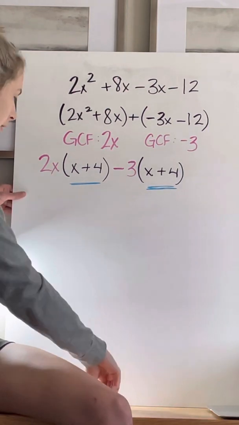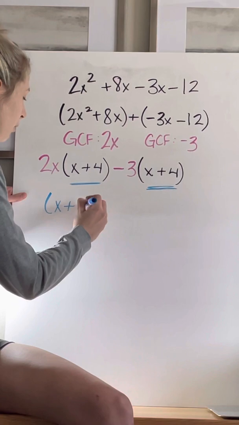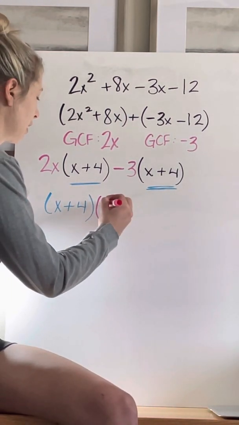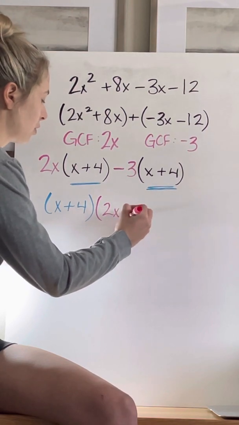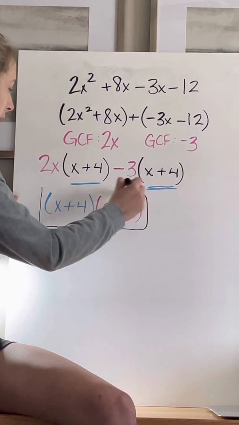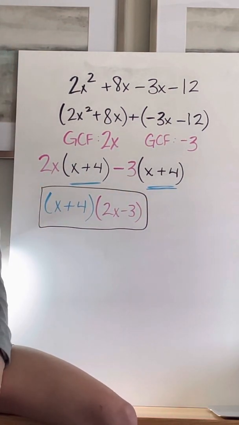So, yeah, let's go ahead and combine that into 1, so we get x plus 4 multiplied by our GCFs together, which is 2x minus 3. So this is our final factored product of our expression above. We have x plus 4 times 2x minus 3.